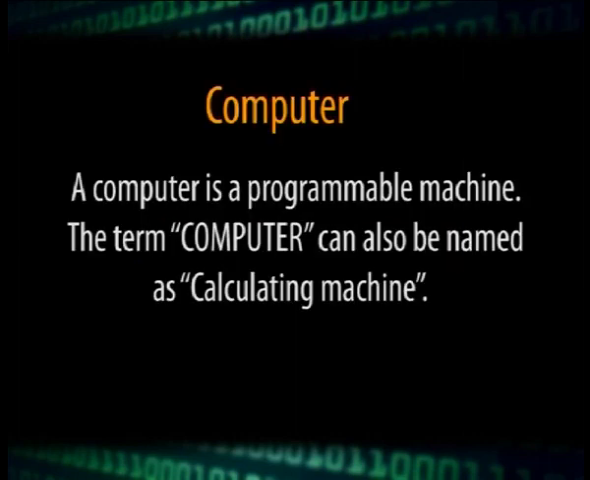A computer is a programmable machine. The term computer can also be named as calculating machine. It works on two basic principal characteristics. Firstly, it responds to a specific set of instructions in a well defined manner. Secondly, it can execute a pre-recorded list of instructions. We call it a program.